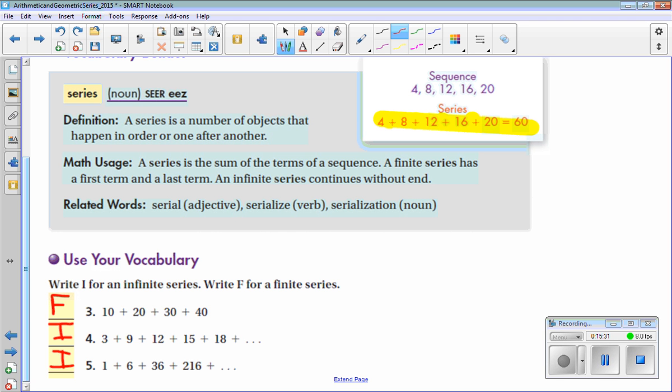And there are some cases where an infinite series can be summed. We can find an actual answer. Kind of like up here, the sum of that finite series has an answer. It's 60. Okay? Some infinite series have an answer, or a sum. Most do not, but some do.